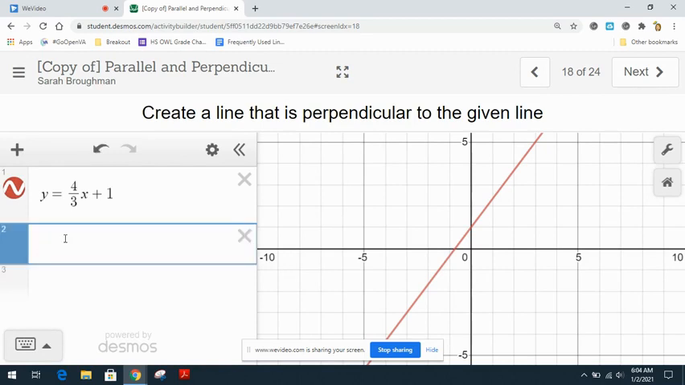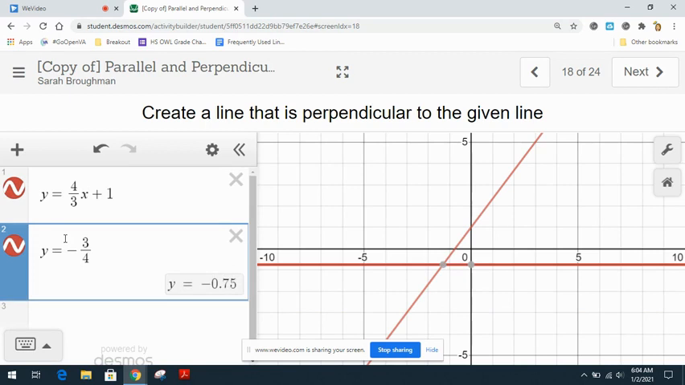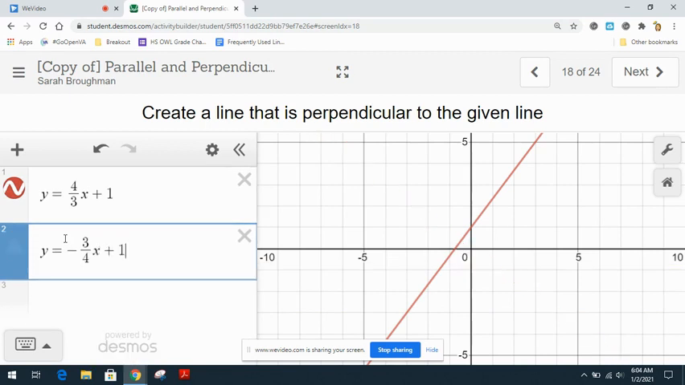Okay, so I have y equals 4/3 x plus 1. So we're going to get y equals, and we have negative instead of positive this time. I flip the fraction, so 3 over 4 x. And then let's keep the y-intercept the same, plus 1. We didn't have to do that. It could be any y-intercept. It doesn't matter.